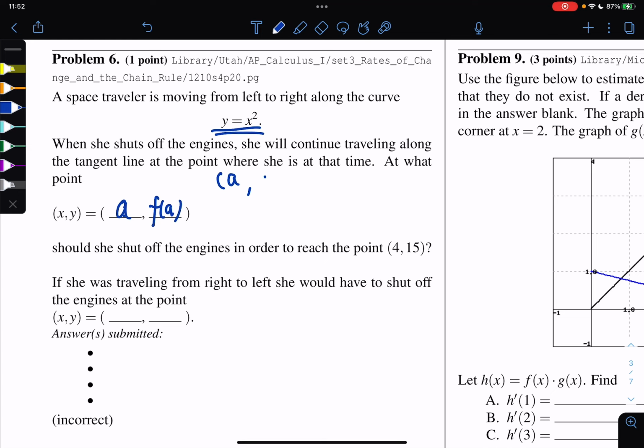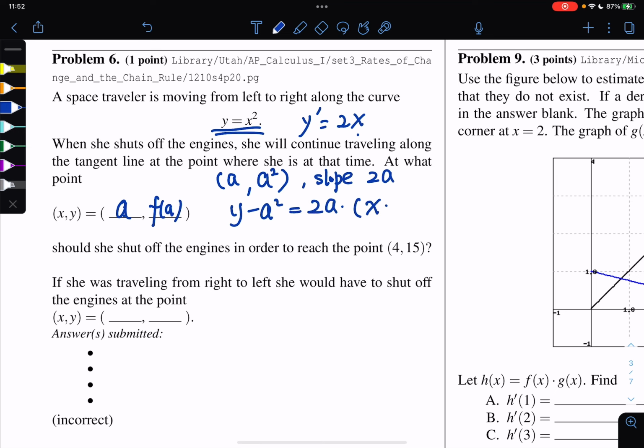So when my input is a, my output is a squared. So it goes through this point. And the derivative is supposed to be telling me my slope. Therefore, the slope at the point of x being a is 2a. So it's y minus a squared equals slope 2a times (x minus a).